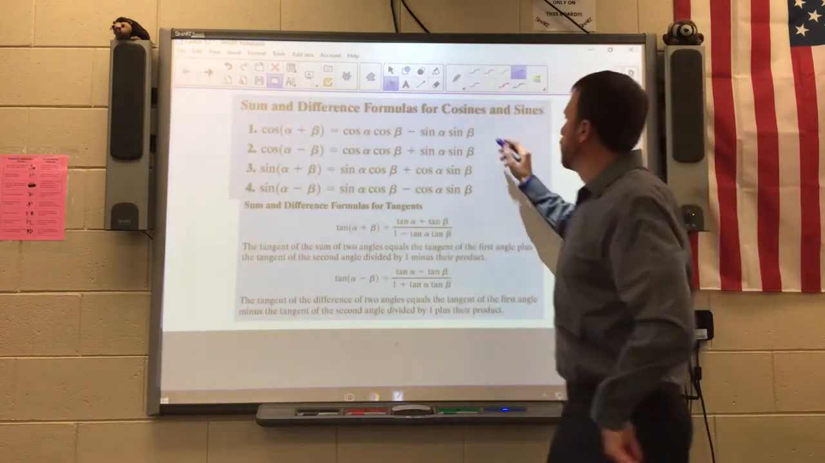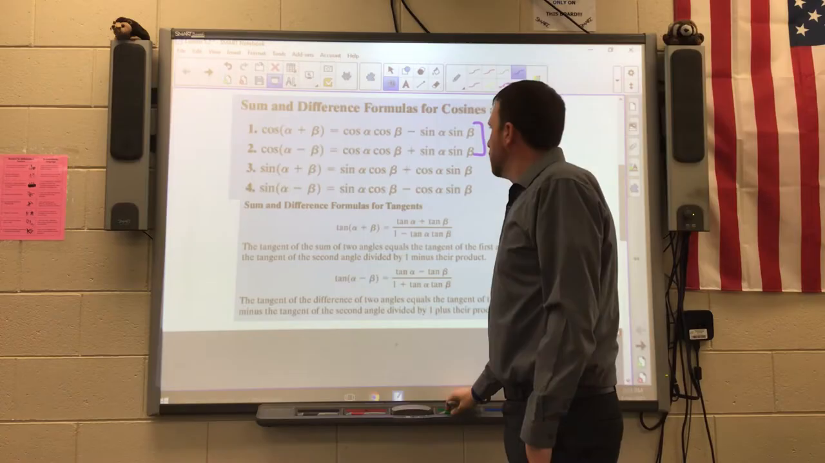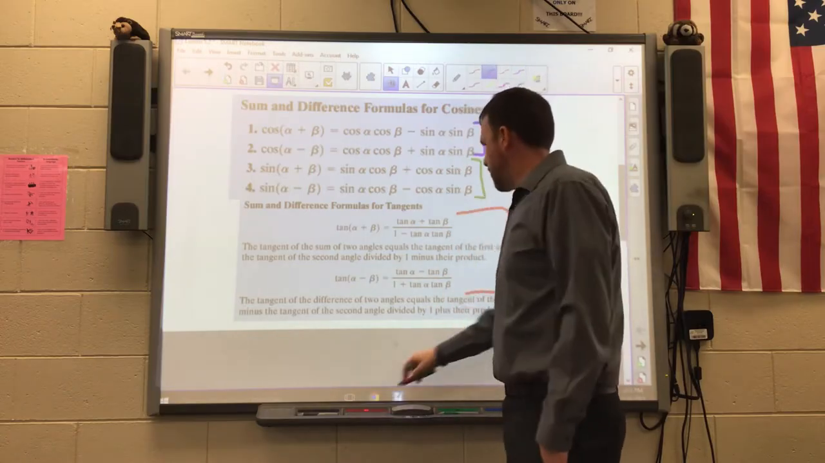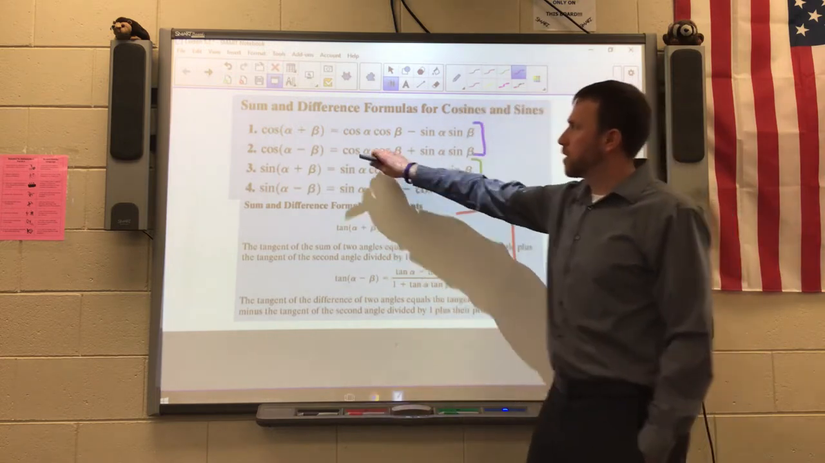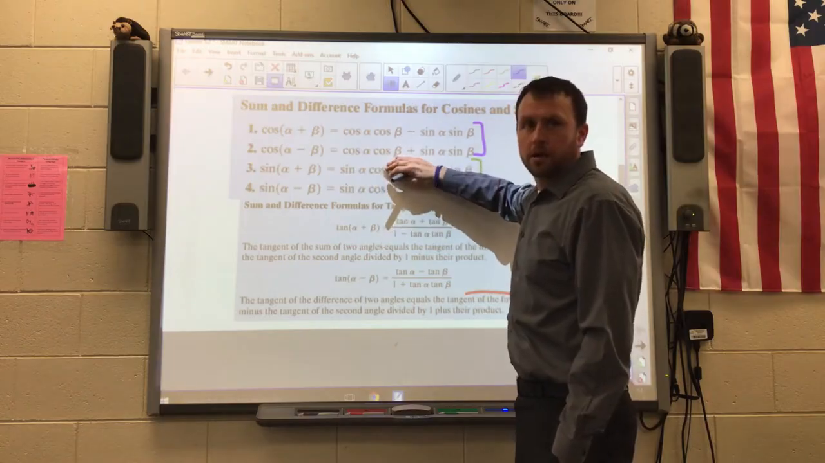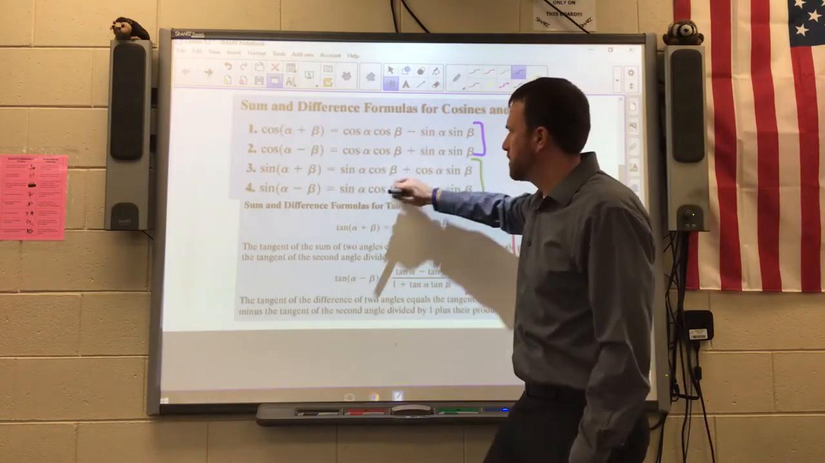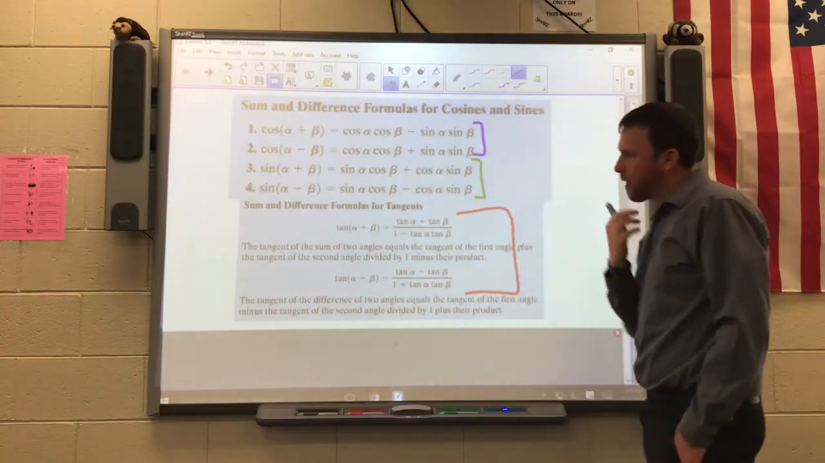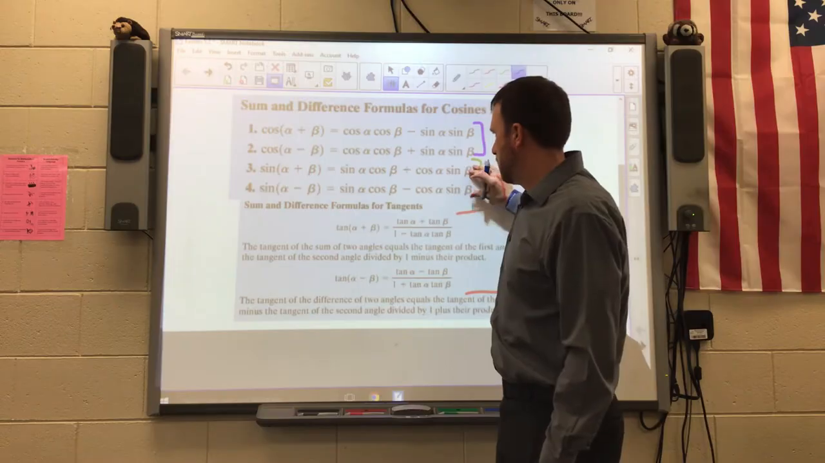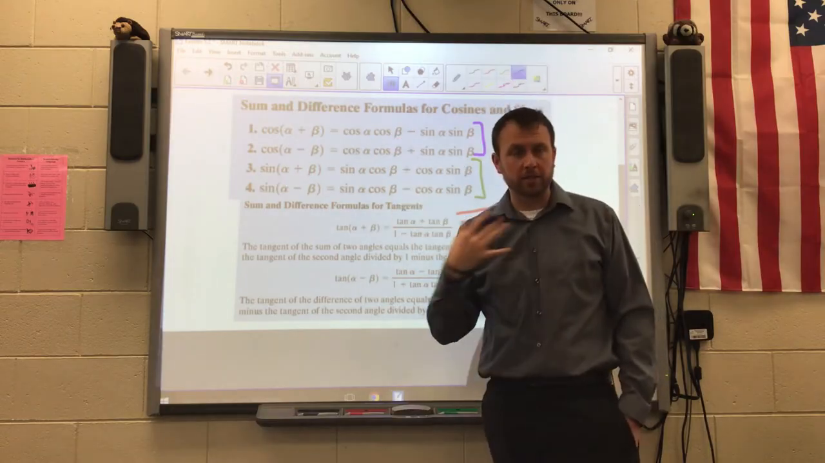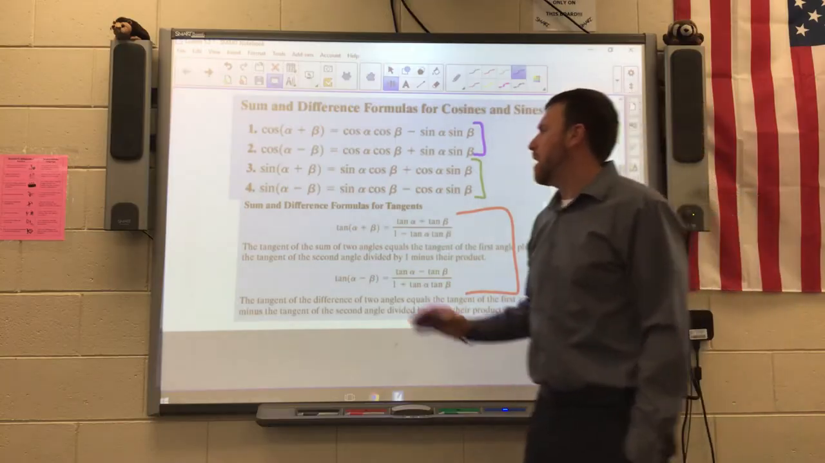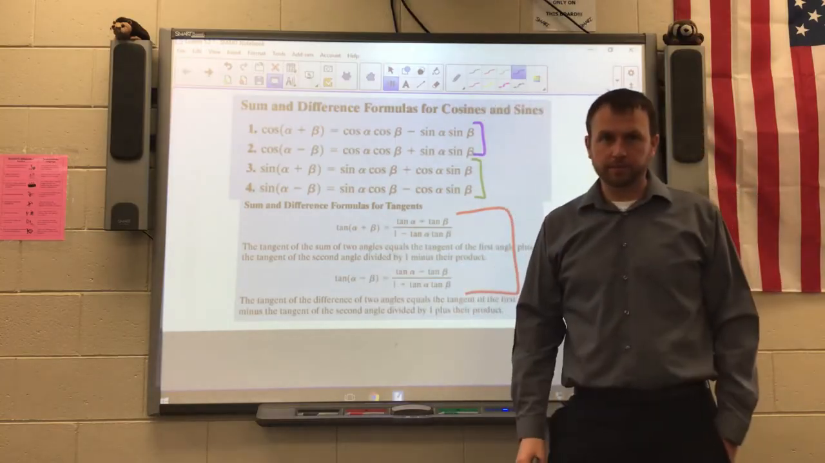Hopefully when you were writing down, you saw some similarities between the cosine formulas, the sine formulas, and the tangent formulas. Notice cosine always starts cosine alpha, cosine beta. The only difference is the plus and the minus. Same thing with sine alpha, sine beta. It always starts the same. It's going to be different than the cosine formula, but it starts the same. Where it's different is in our subtraction signs. And the same idea with the two tangent formulas.